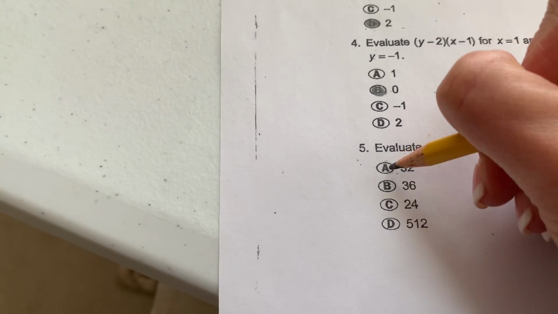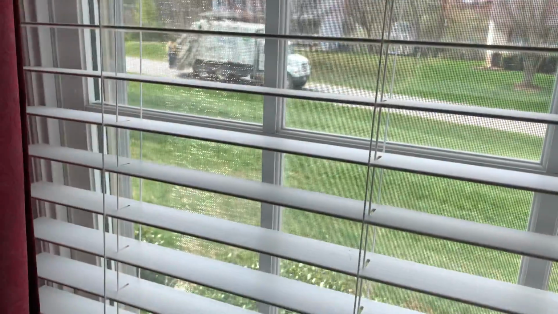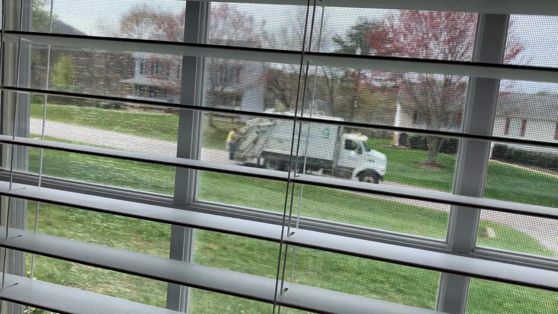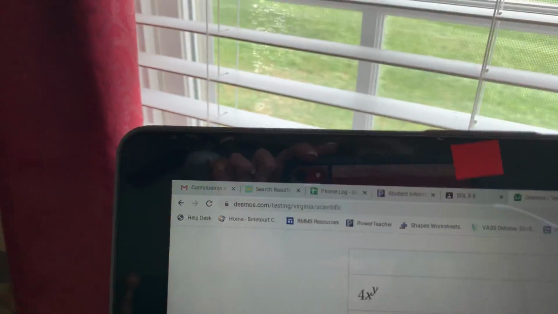This is the great thing about Desmos, guys. It's doing all that work for us. We're just typing it in the calculator, and boom, there's the answer. All right, number 6. Oh, trash man's coming. All right, back to number 6. Clear number 6. Clear this out.